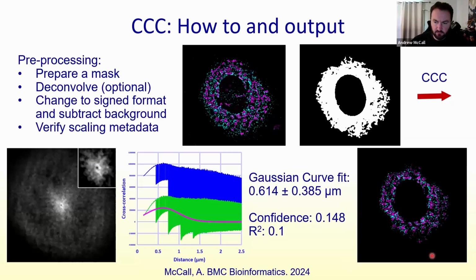So to use CCC, there are a few pre-processing steps that need to be done if you want to get good results. The first thing we need to do is prepare a segmented mask of where we want to analyze for spatial correlation. This is really important in removing that low spatial frequency data.